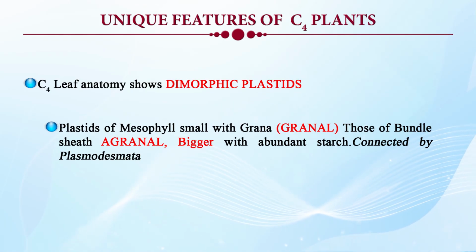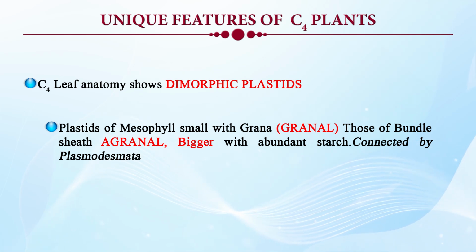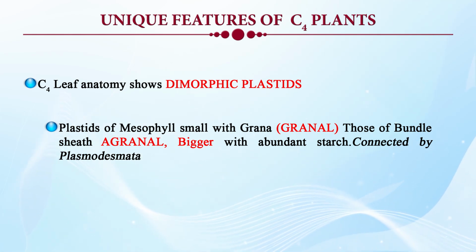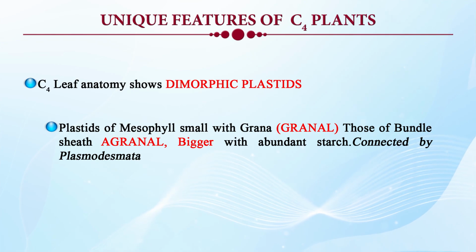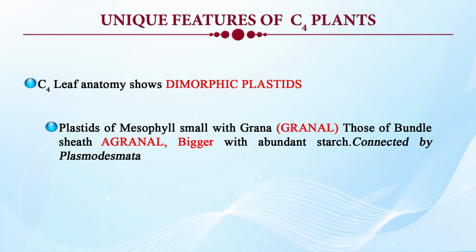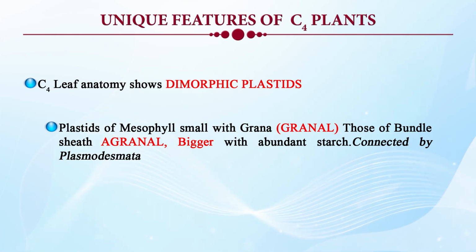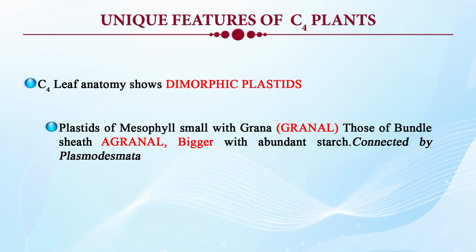We have never mentioned two types of plastids in C3 plants. So, it is very interesting to note that the plastids of the mesophyll cells are small, but they possess grana. So, they are called granal, and the plastids present in the bundle sheath are agranal, that is, the thylakoids are not arranged in the form of grana, and these plastids are much bigger in size, and they have much more abundant starch.